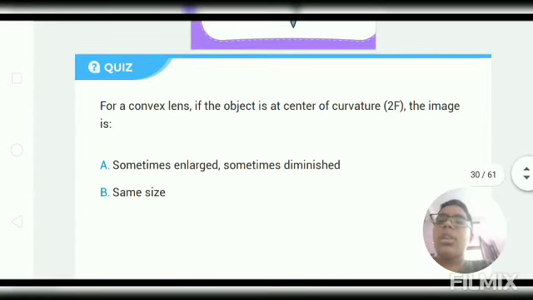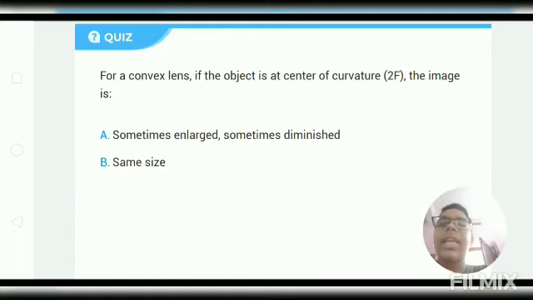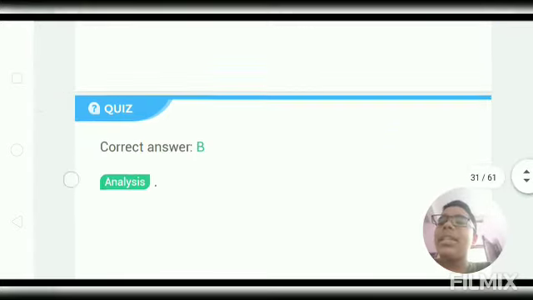So let's go to the small question. For a convex lens, if the object is at the center of curvature or 2f, the image is, as we discussed just before. Time ends in 5, 4, 3, 2, 1. It's the same sized image.